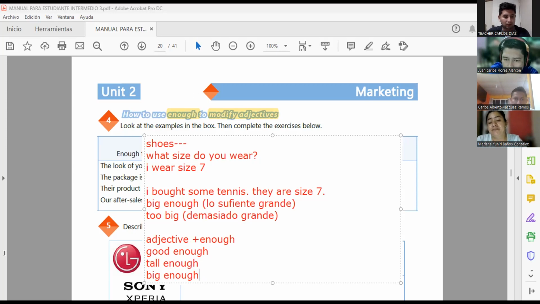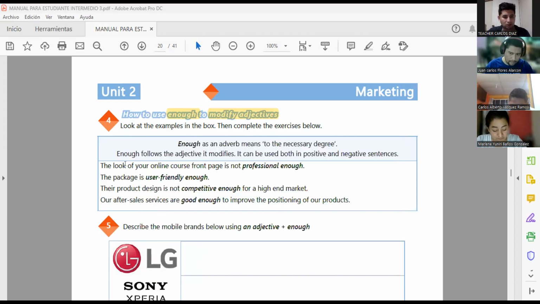And if you see, we have some sentences. Give me a sentence. Can you see the samples here? And enough. What is the meaning? Too much or to the necessary degree. Agree. Enough follows the adjective it modifies. It can be used both in affirmative or in negative sentences.